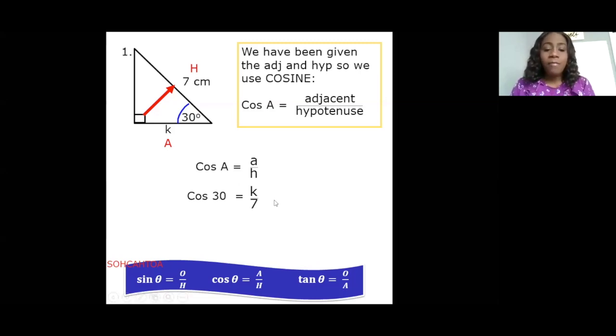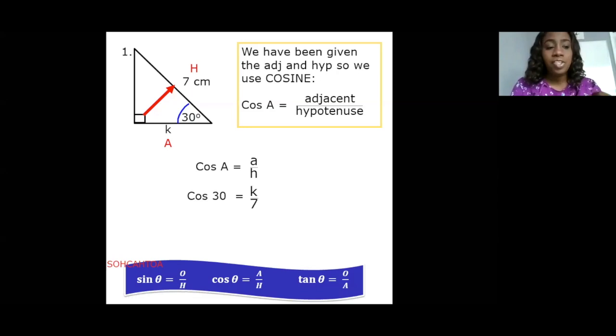I'm solving for K. Like I said, we can do the cross multiplication, but this PowerPoint doesn't have that because I wanted to show you an alternative method. I want to get rid of the divide 7. I'm going to do the opposite of divide 7, which will be multiply 7. Now, cos 30. Sebastian, that's a good point.